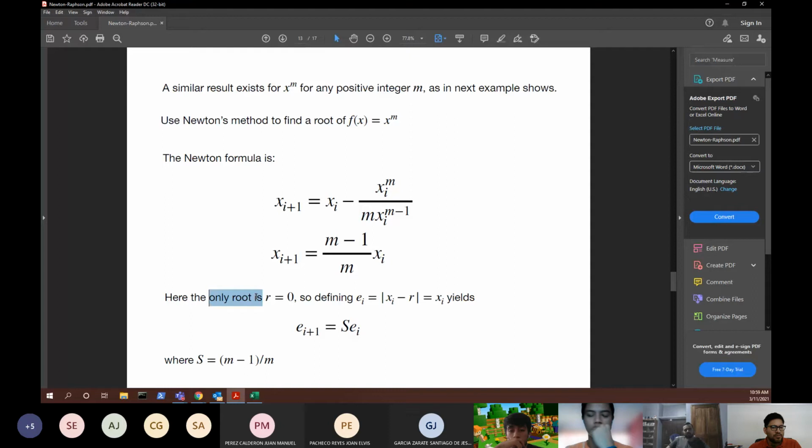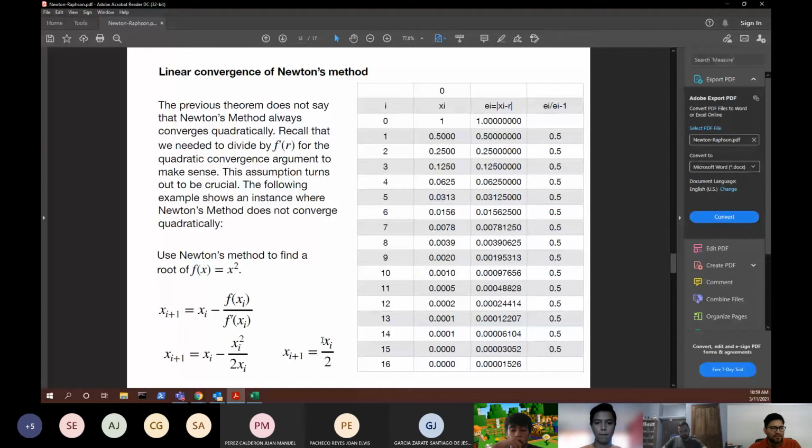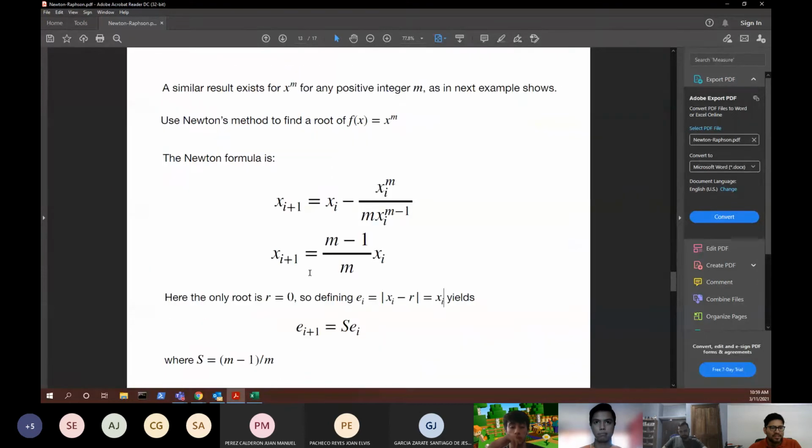Okay, so here the only root is r equal to 0. So we define the error as x_i minus r, and this is going to be equal to x_i. And then the error of the future step is going to be equal to s times the current step. We already know the value of s, because here we saw that it was 1/2. In this case, the error is going to be (m-1)/m.